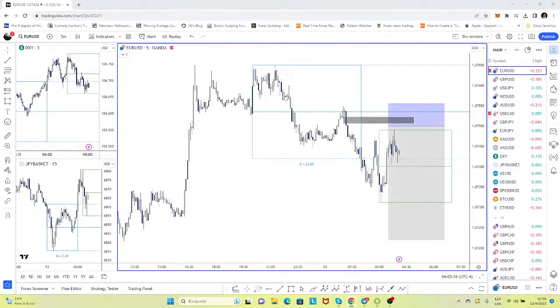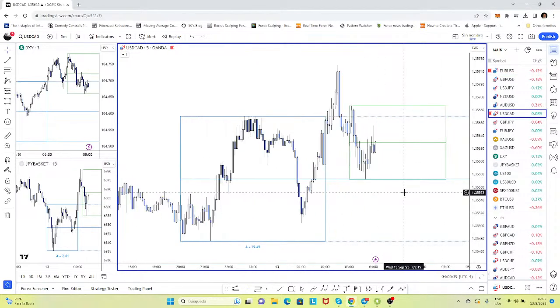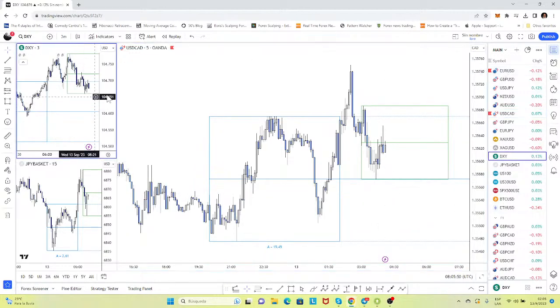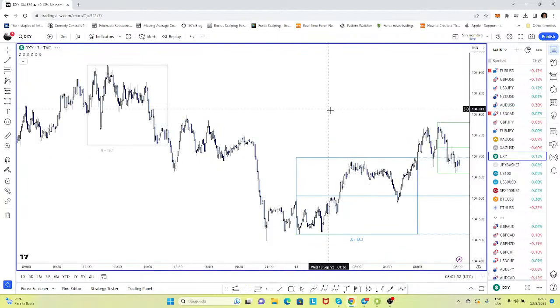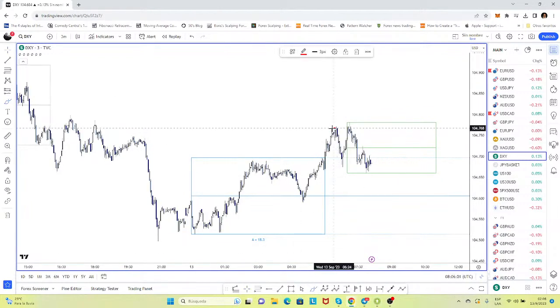I'm just waiting to get filled. And also, I am looking for possible USD-CAD longs today. But this particular setup is not as optimal as the Euro US dollar short, right? Now, on the DXY side, we got a clean break of the Asian session highs. This to me is quite bullish. So my bias for today is bullish.